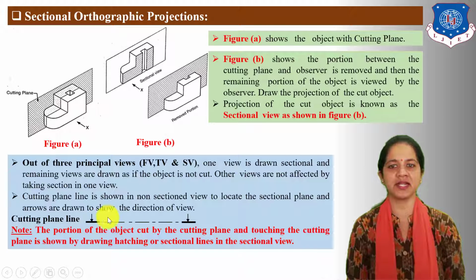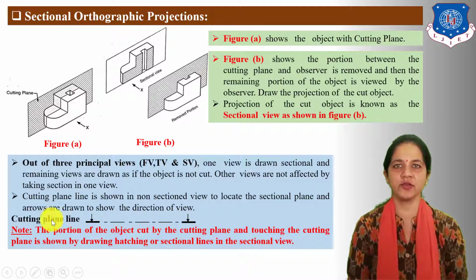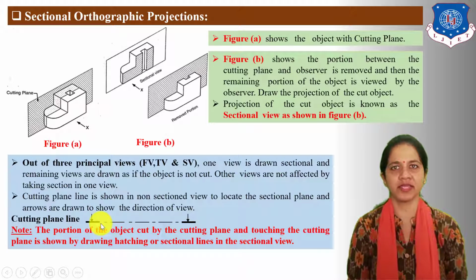Here you can see the cutting plane line. The cutting plane line is drawn as a center line, with long dash, small dash, long dash, small dash. Only the ends of the line are drawn thick. And here this arrow indicates the direction of view.